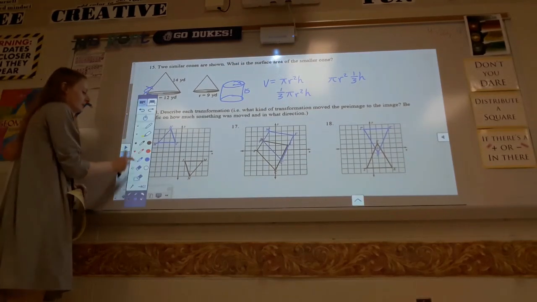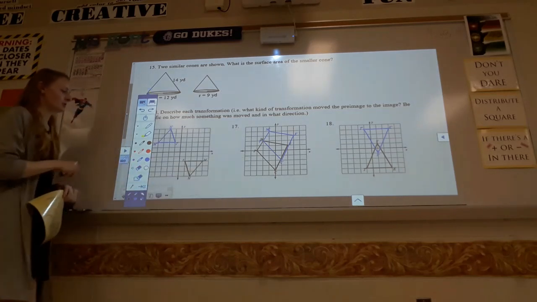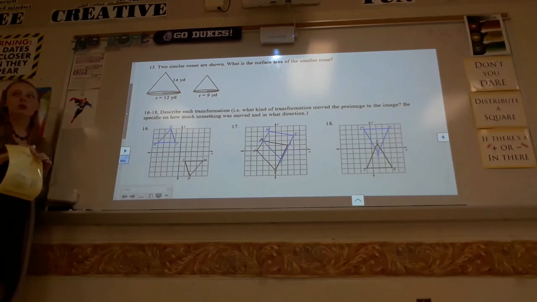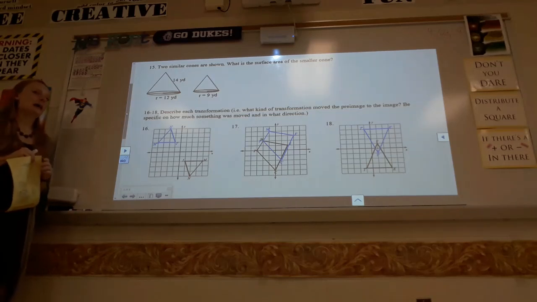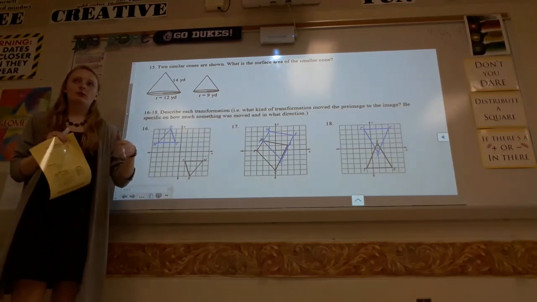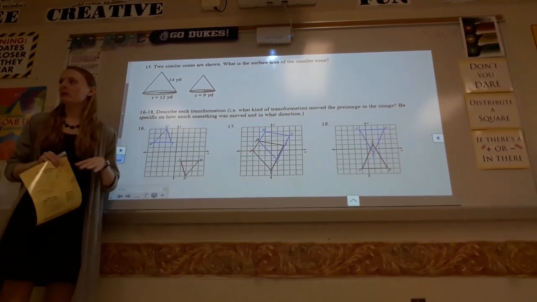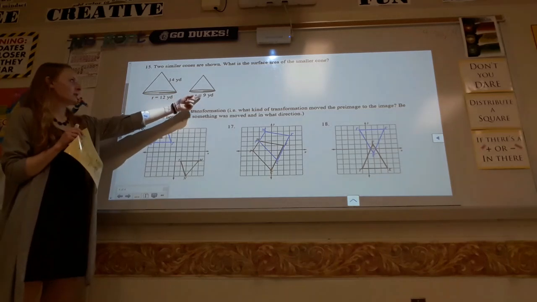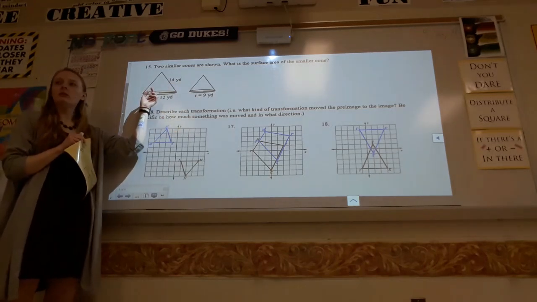Alright. Last one before we go into the transformation review. 2 similar cones are shown. I want to know what the surface area of the smaller cone would be. Now normally when I ask for the surface area of something, don't I give you all the dimensions and you plug it in and blah blah blah? That's normally how we do that. Have I given you any of the dimensions besides the radius and the slant height of the big shape?